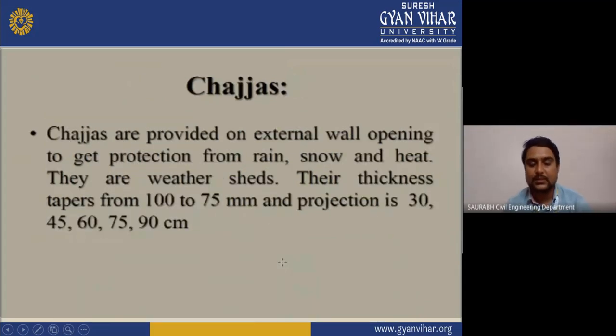And chhajas are also part of superstructure, and chhajas are provided on external wall openings to get protection from the rain, snow, and heat. They are weather sheds. Their thickness tapers from 100 to 75 mm, and projection is 30, 45, 60, 75, and 90 centimeter.